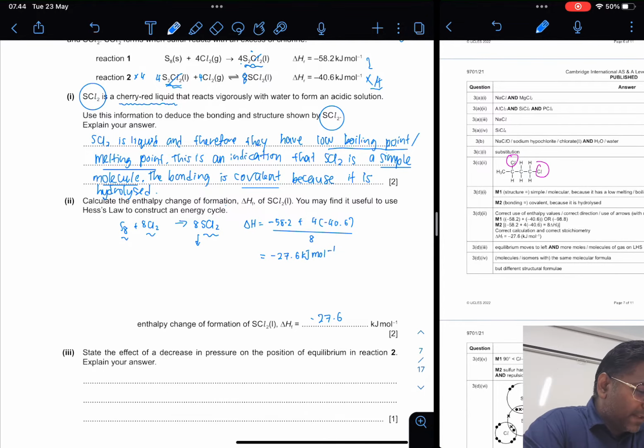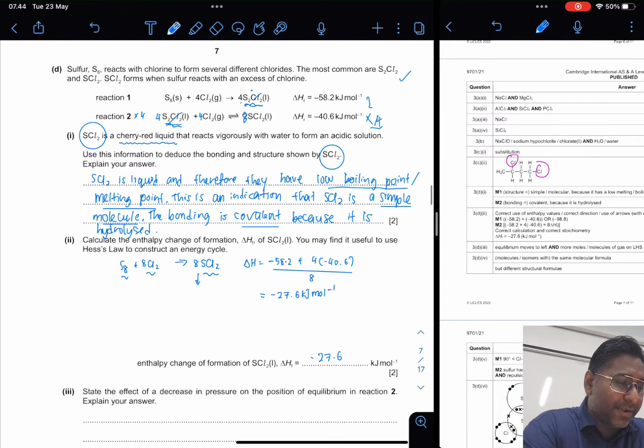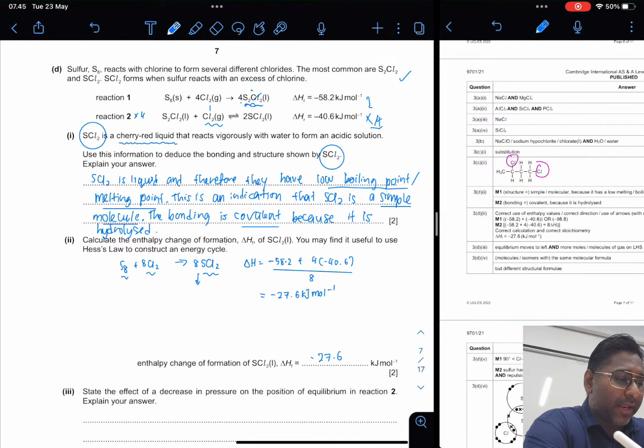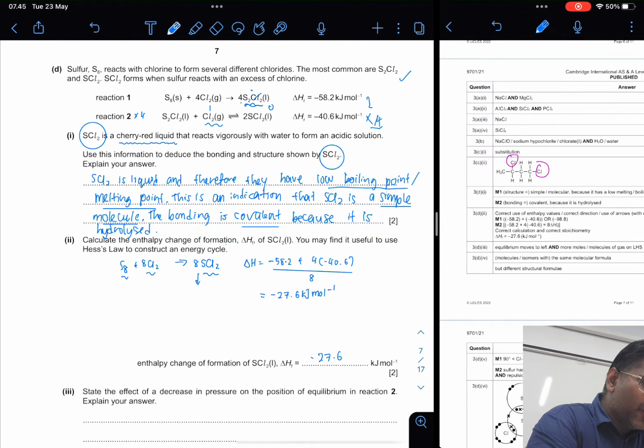Now, the next question, state the effect of decrease in pressure on the position of equilibrium in reaction 2. So if you look at reaction 2, they want to say decrease in pressure. Whenever we look into decrease in pressure, the one that is going to be affected is the gas only. So the gas on the left hand side, there is only 1 mole. On the right hand side, there is no gas, so 0 mole over there.